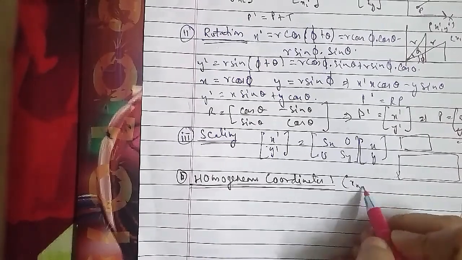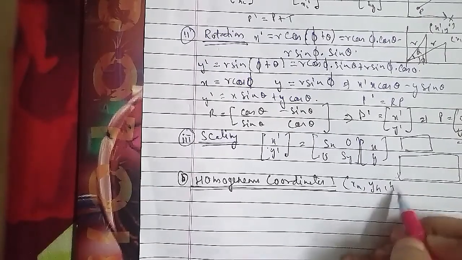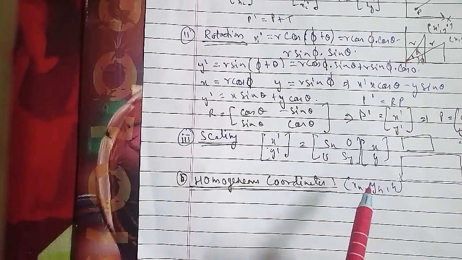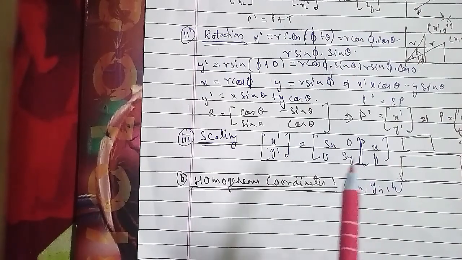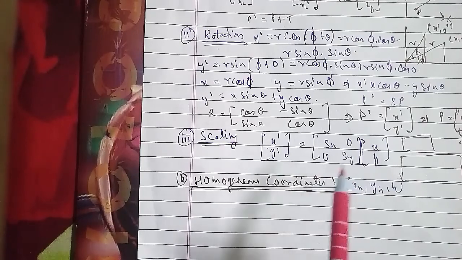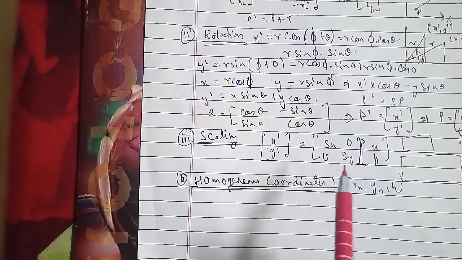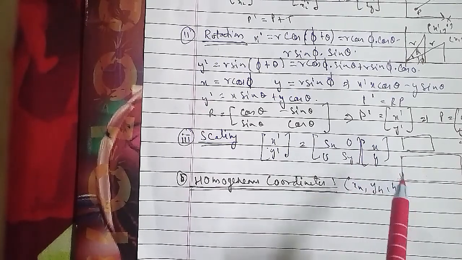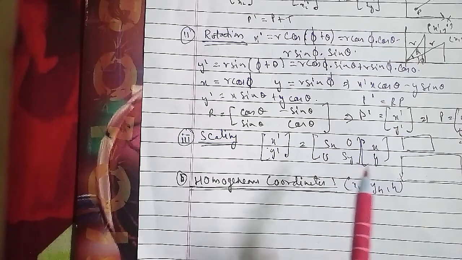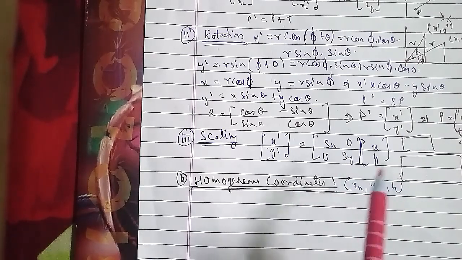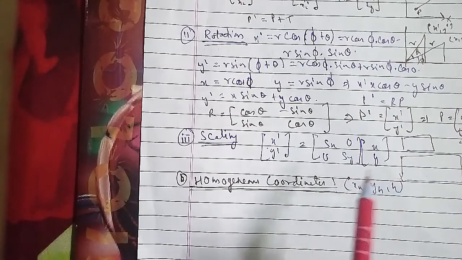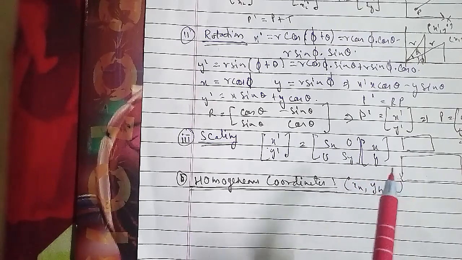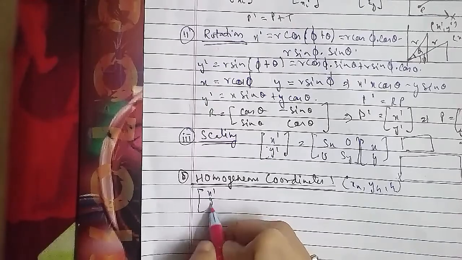For translation we have the representation x', y', 1 equals 1, 0, dx, 0, 1, dy, and 0, 0, 1, multiplied by x, y and 1. We can write this in abbreviated form as P' equals T(tx, ty) times P. Here we have to note that the inverse translation matrix is obtained by replacing the translation parameters tx and ty with their negatives, minus tx and minus ty.